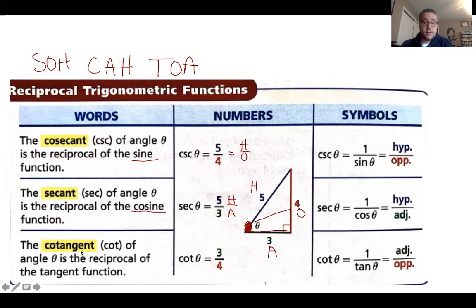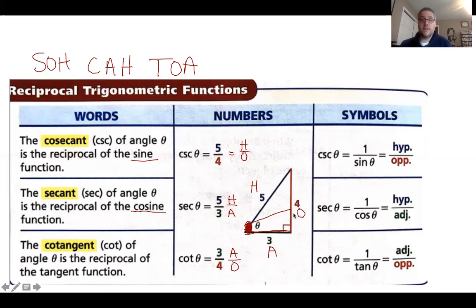Finally, the cotangent, which is abbreviated COT or cot, is the reciprocal of tangent. That's probably the easiest one to remember. So if tangent is opposite adjacent, this is the flip of that, which is adjacent on top, opposite on the bottom. So using this picture, the cotangent from theta, if this is our reference angle, the adjacent goes on top, which is the 3, and the opposite goes on the bottom, which is the 4.